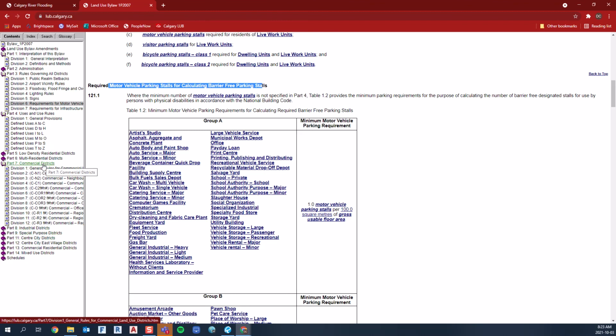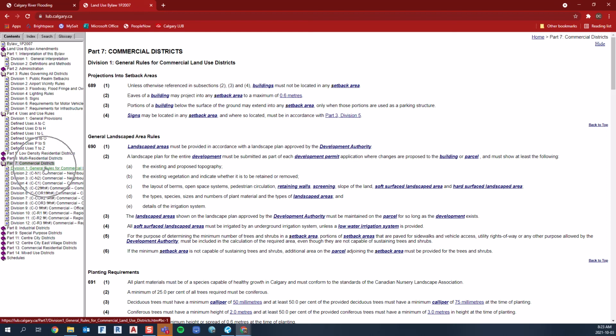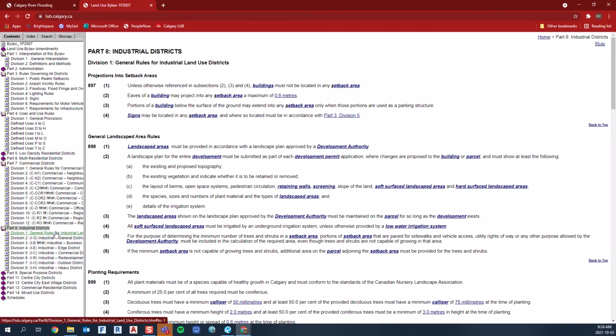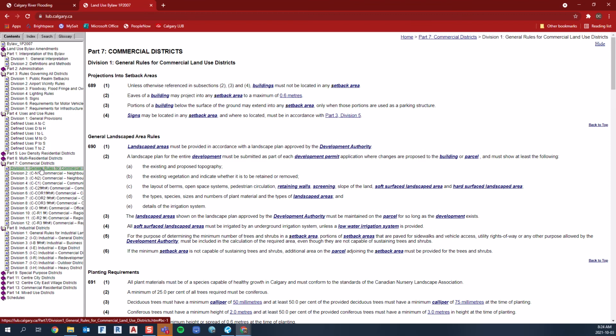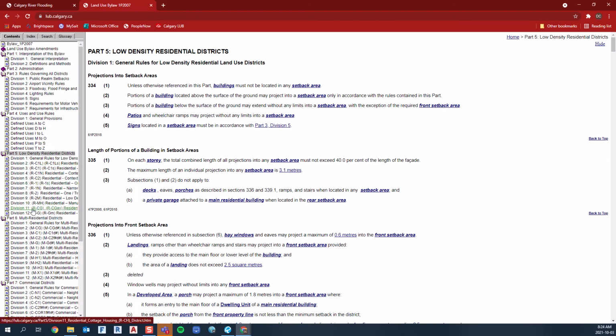The other thing to pay attention to, actually, I should mention, is for each part, like for commercial districts, always check the general rules as well. So again, the general rules here apply to all the different commercial designations there. If you're in industrial, same thing. There's a whole bunch of industrial land use types. There's general rules for all of them. So you never want to overlook that one as well. There's some important stuff in there. And same goes for residential. Okay, so your R1s and RC1s and all that kind of stuff. There's general rules that apply to all of them.